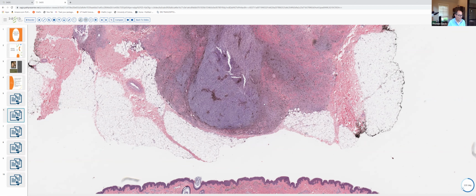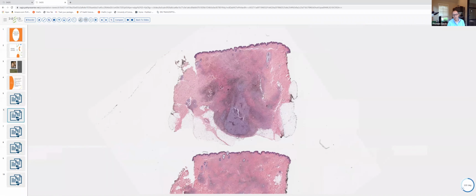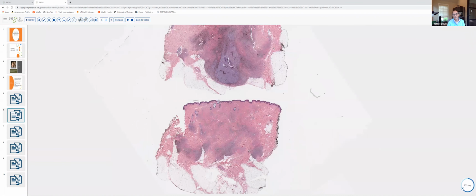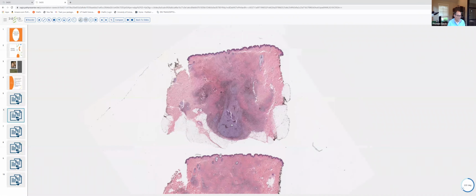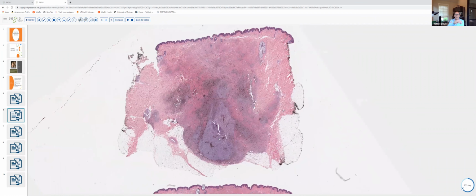They also tend to be fairly symmetric tumors. And you can see there's a fair amount of symmetry here. One half of the tumor looks like the other. Another characteristic feature of cellular blue nevi is this tendency for them to have a biphasic makeup.